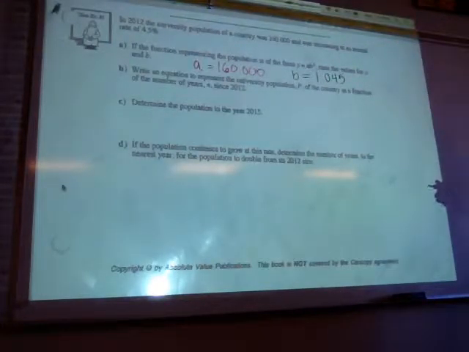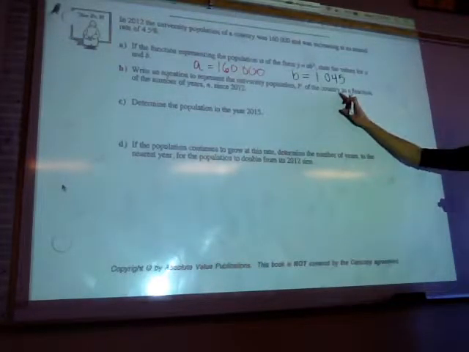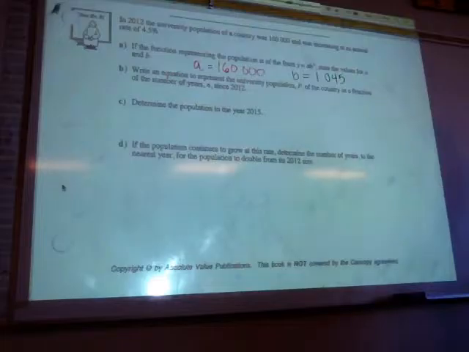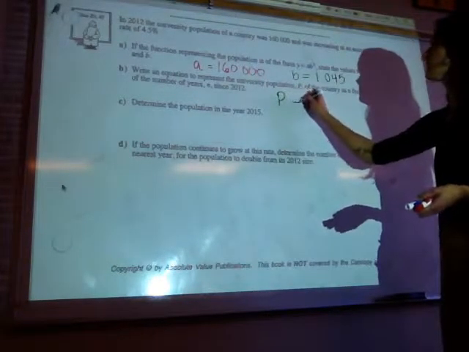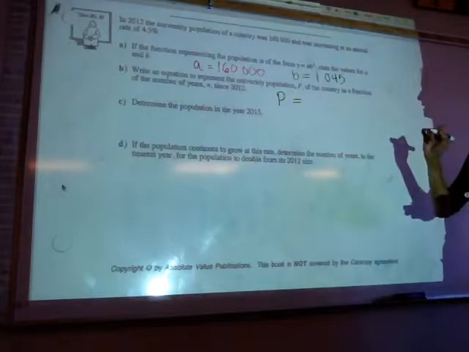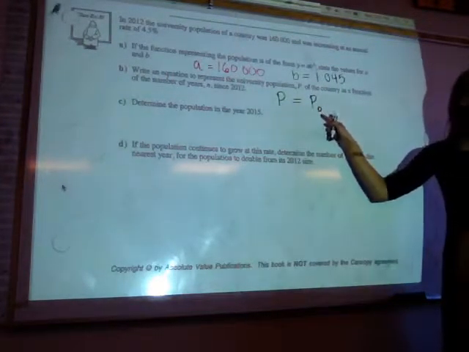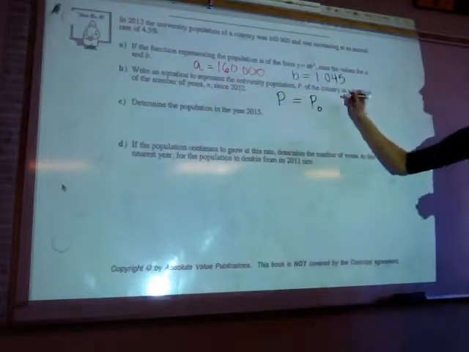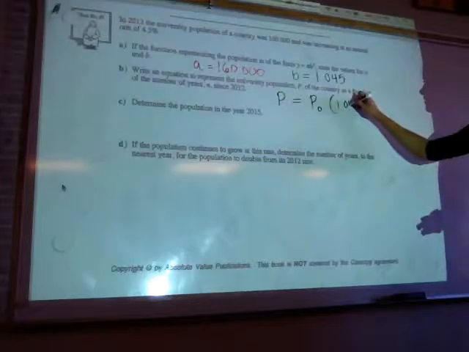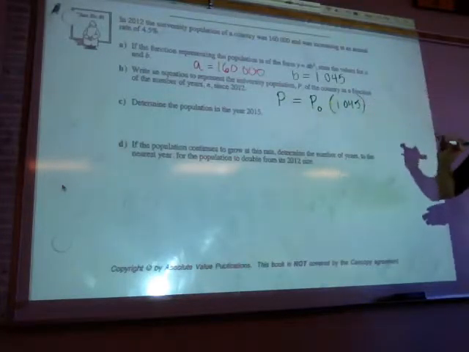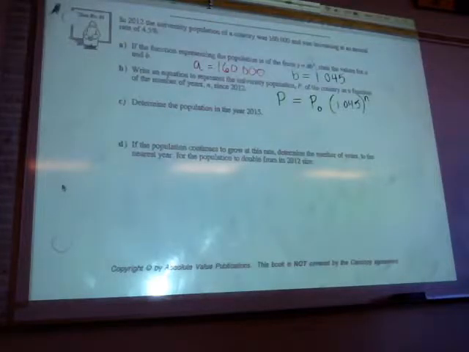So let's write an equation to represent the university population P of a country as a function of the number of years n since 2012. So we'll have population is equal to our initial population, so we'll have population at 0 time, multiplied by the growth factor, which is 1.045, and it's going to be to the power of n years.